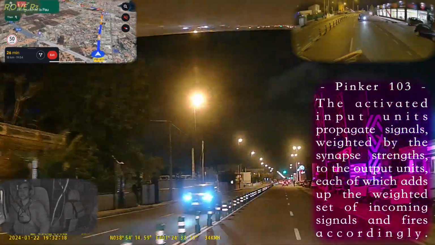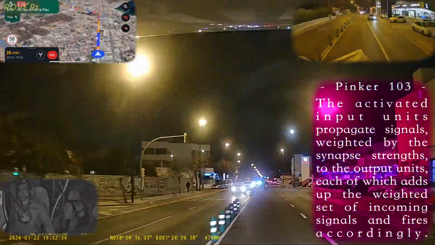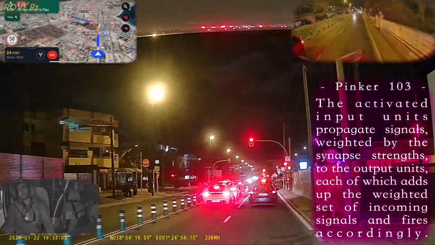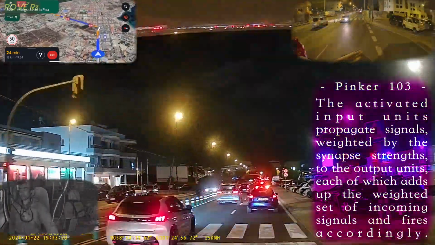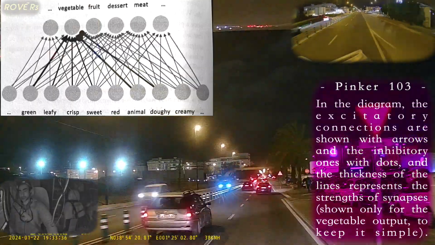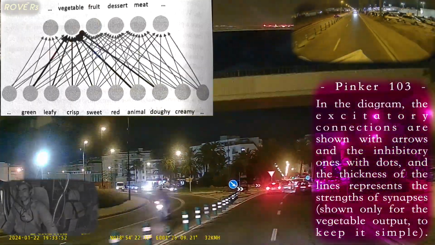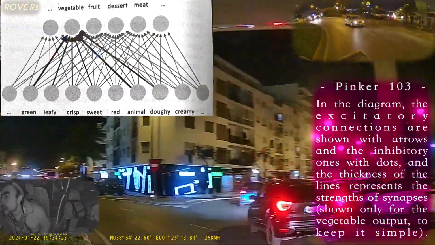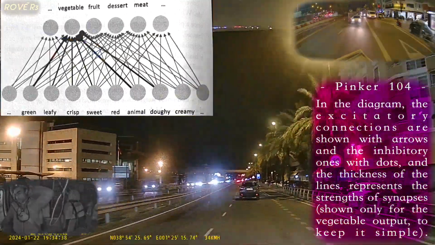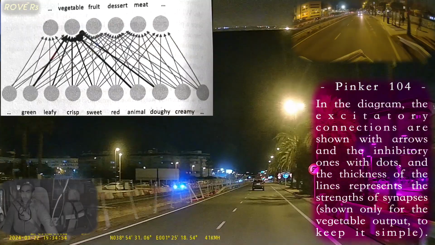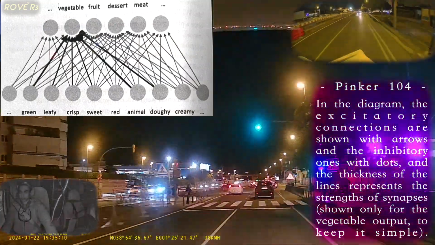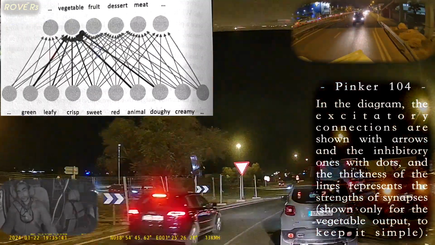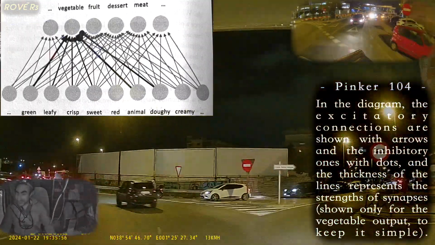The activated input units propagate signals weighted by the synapse strengths to the output units, each of which adds up the weighted set of incoming signals and fires accordingly. In the diagram, the excitatory connections are shown with arrows and the inhibitory ones with dots. And the thickness of the lines represents the strengths of synapses, shown only for the vegetable output to keep it simple. So we've got these.